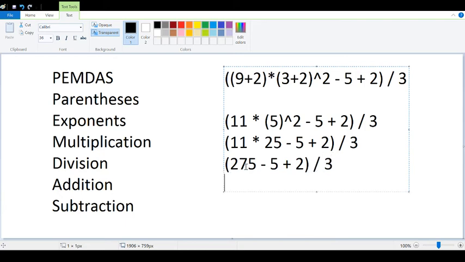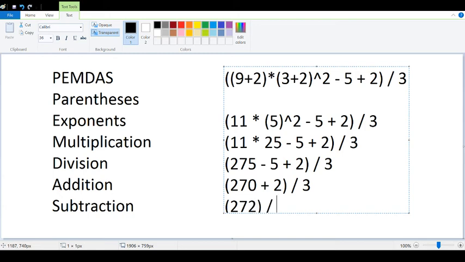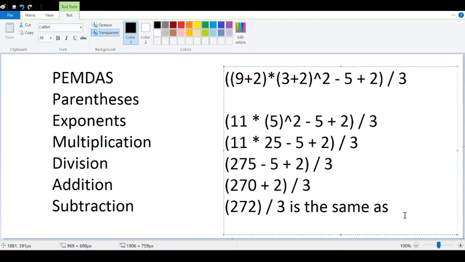Still in parentheses. Let's go back in there. And now let's do the addition and or subtraction. Well, we've got 275 minus 5. That's doing first. That's 270. I'm going to add 2 to that. Divide that by 3. 270 plus 2 is 272. Divided by 3. Now I no longer have to write 272 in parentheses anymore because it's done. We're done. So 272 in parentheses, that's the same as that. 272 divided by 3. Okay?